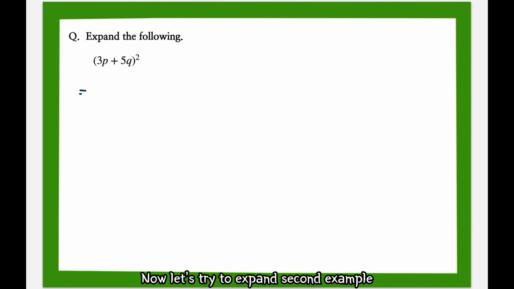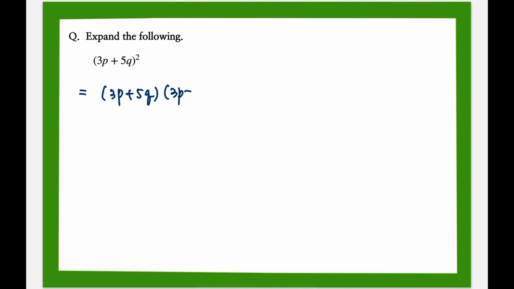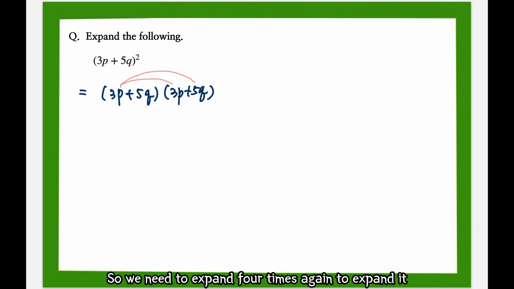Now let's try to expand this example. We could rewrite the expression as bracket 3p plus 5q bracket times 3p plus 5q again. That's the meaning of something to the power of 2. So we need to expand 4 times again to expand it.